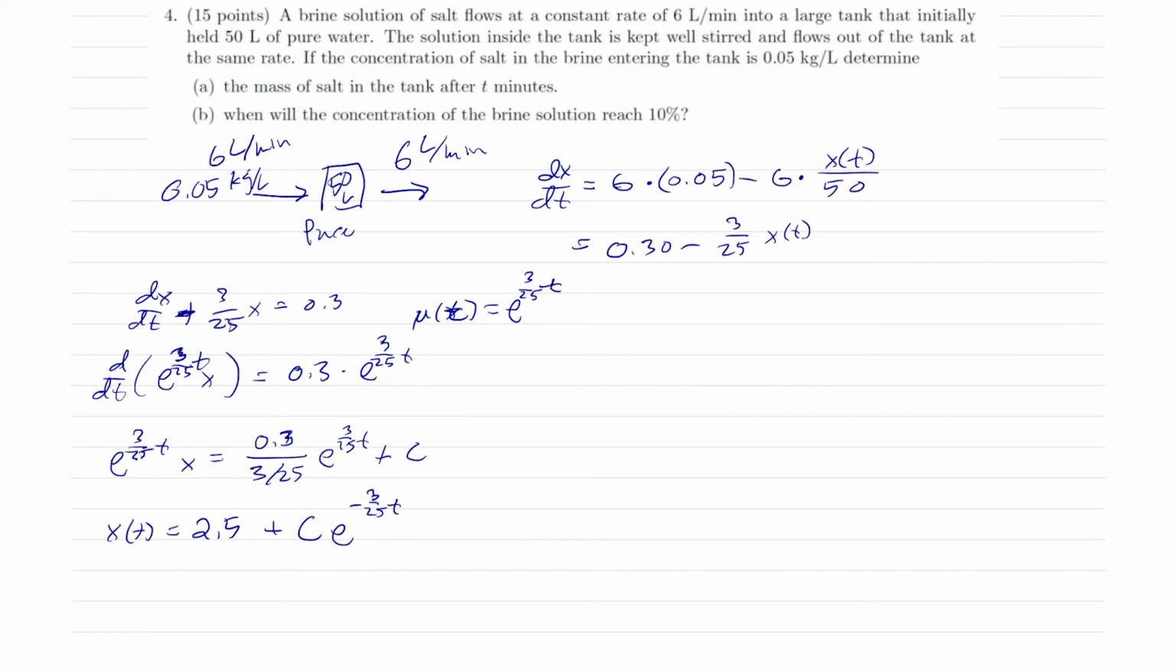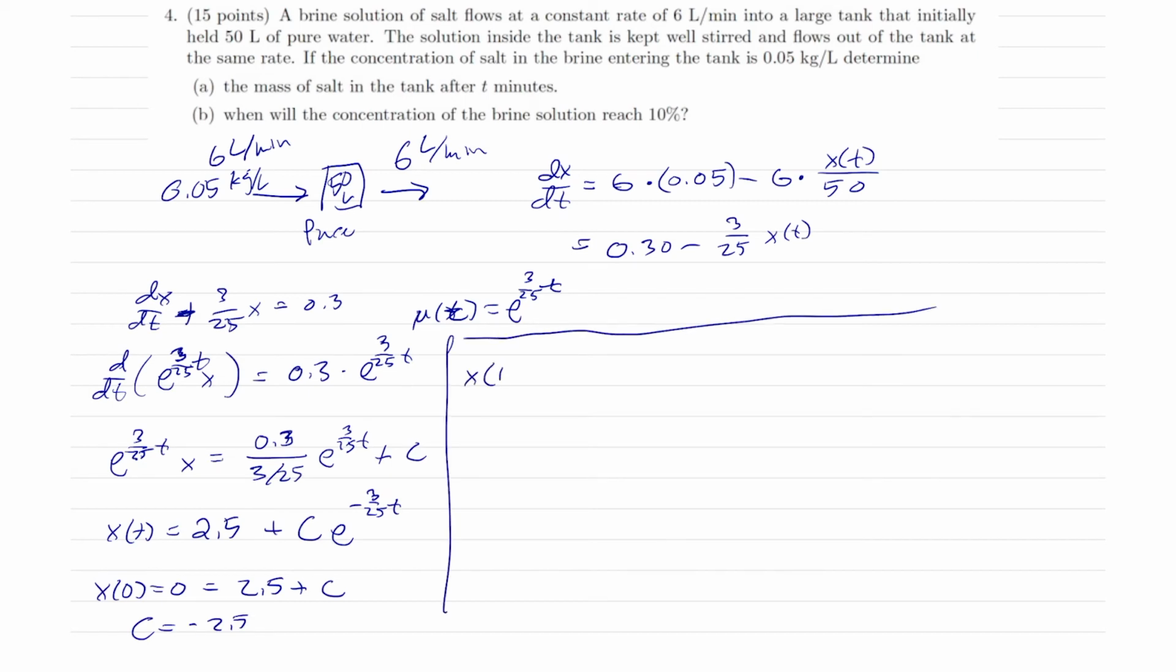Okay. So what next? All right, well, we know that it's pure water in the very beginning, so we know that x(0) is equal to 0. And so that tells me then that we have 2.5 plus c is equal to 0. So then c is equal to minus 2.5. Okay. So what do we get? So the answer to part A is going to be 2.5 minus 2.5 e to the minus 3/25 t.